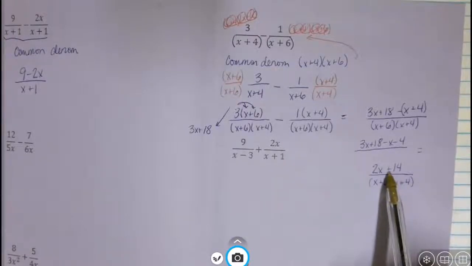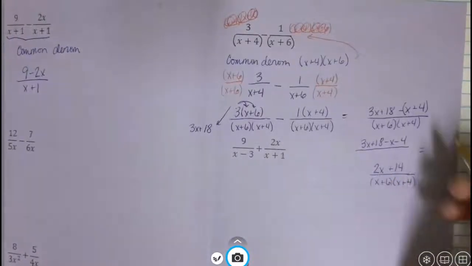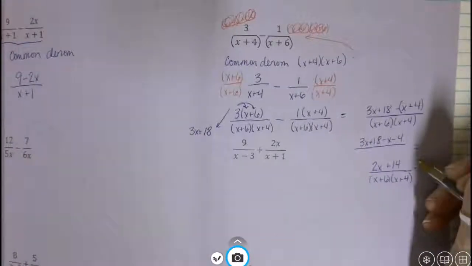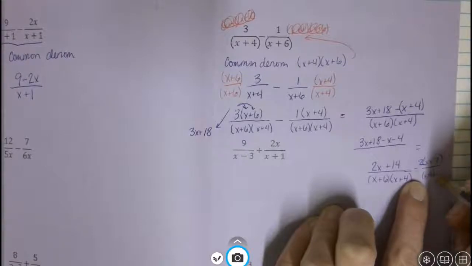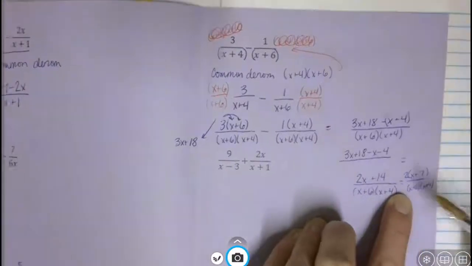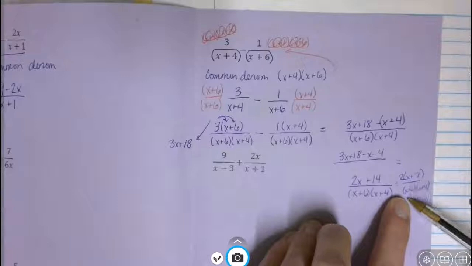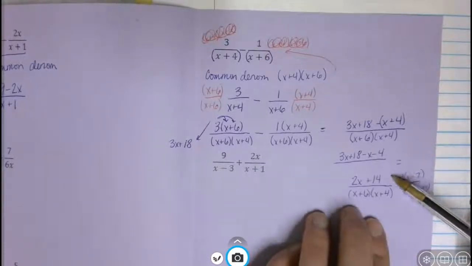I could factor this. I can factor out a 2, so it becomes 2 times x plus 7 over x plus 6 times x plus 4. Okay, but nothing can cancel out because I don't have an x plus 7 in my denominator. So really that is still as simple as it can be.